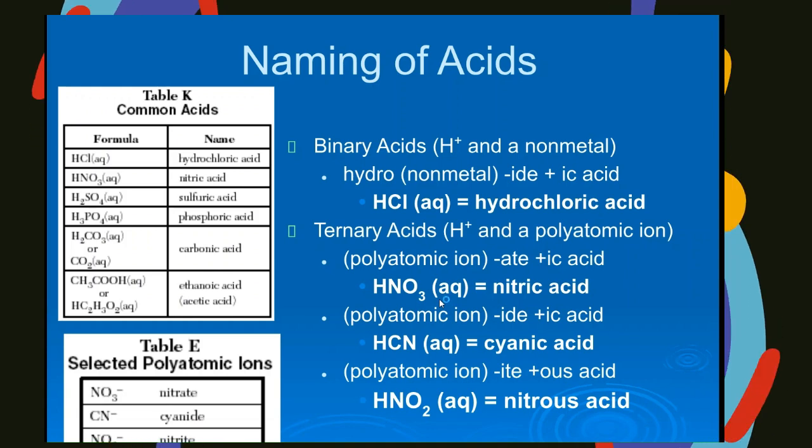Now ternary acids have H plus and a polyatomic ion. With a polyatomic ion ending in ate, the acid name ends in ic acid, for example HNO3 aqueous, nitric acid. With an ide ending plus ic acid, HCN is cyanic acid. And with a polyatomic ion ending in ite, the acid ends in ous acid. The example is nitrous acid.